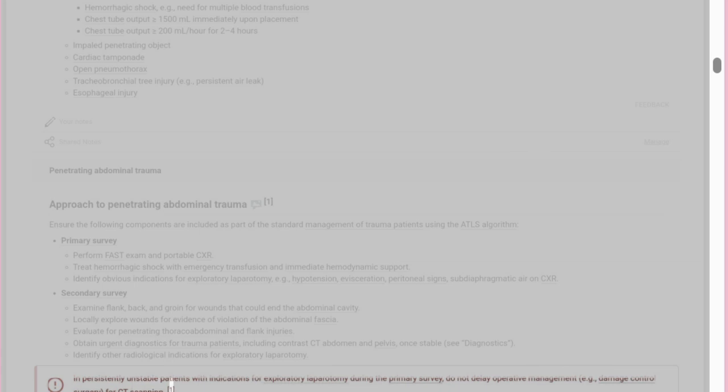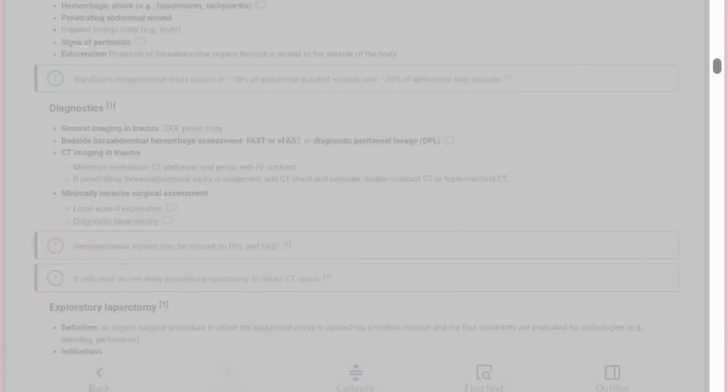Clinical features: hemorrhagic shock, for example hypotension and tachycardia; penetrating abdominal wound; impaled foreign body, for example a knife; signs of peritonitis; evisceration, which is protrusion of intra-abdominal organs through a wound to the outside of the body. Significant intraperitoneal injury occurs in 98% of abdominal gunshot wounds and 30% of abdominal stab wounds.